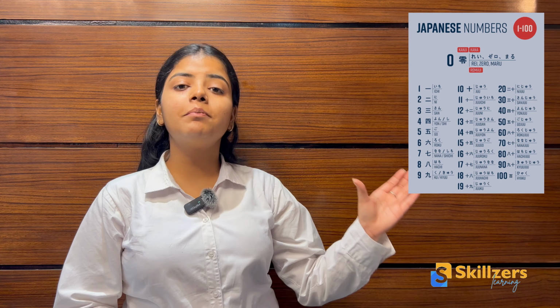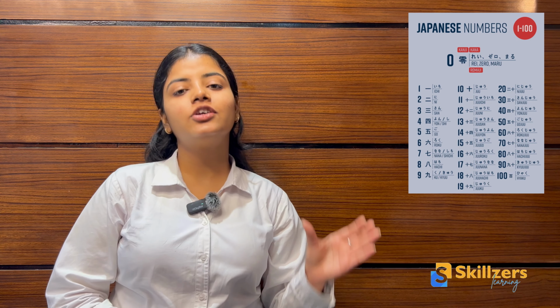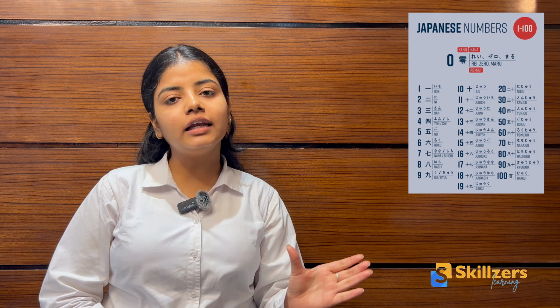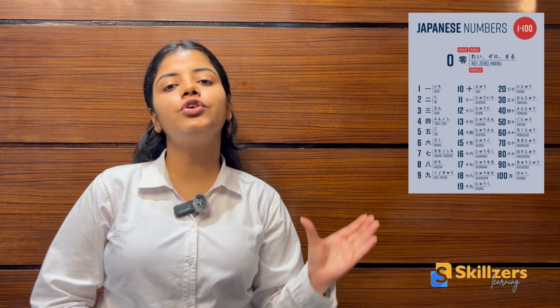So 10 plus 1 is 11. 10 ju ichi. Ju ichi is 11. Ju ni 12. Ju san 13. Ju yon 14. Just like that.